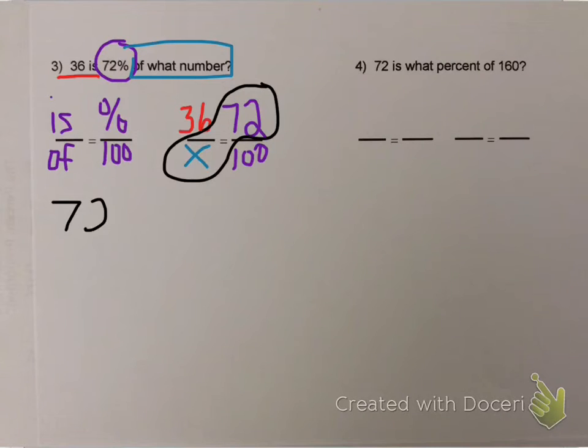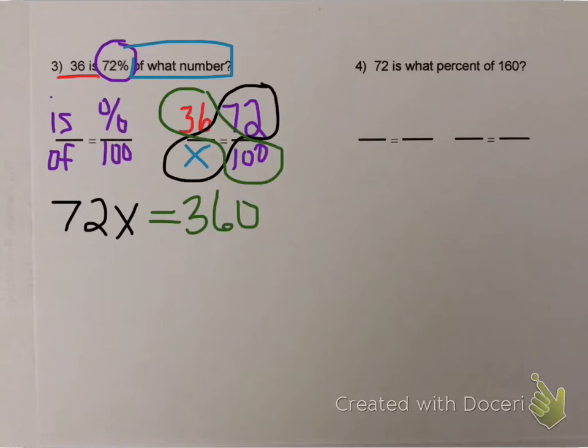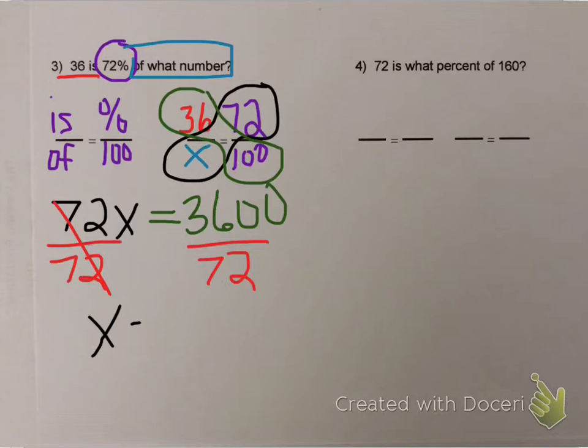72 times x is 72x. And then we are going to multiply 36 times 100, which is 3600. We're going to solve that one-step equation by dividing by 72 on both sides. My 72's cancel out here on the left. And this should be real simple. At this point, we've got solving a one-step equation down. And 3600 divided by 72 is 50. So 50 would be my whole.